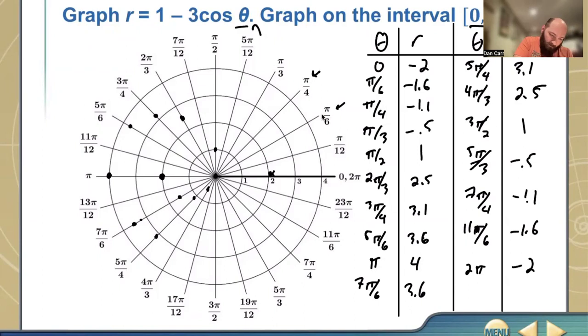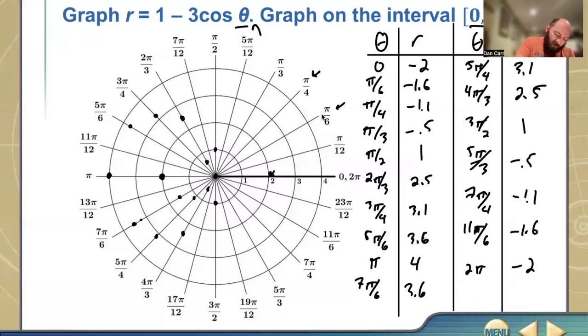2.5 at 4 pi over 3. So it'll be 1, 2.5. 3 pi over 2 goes to 1. And then I'm back at my negatives, but at 5 pi over 3 is going to be a negative 0.5. So that actually takes me to this direction right here.